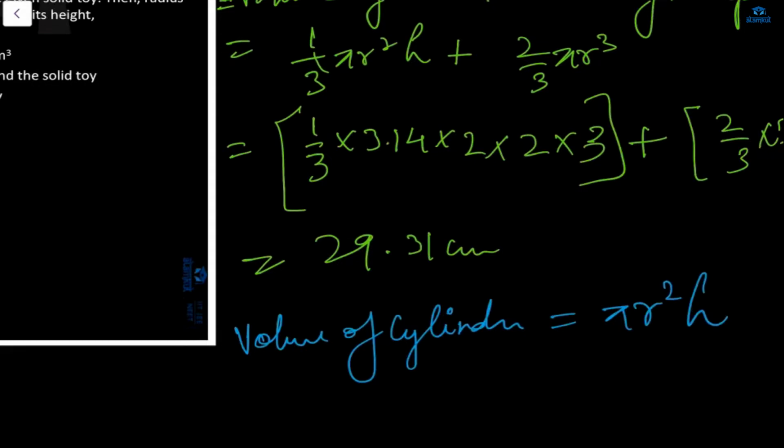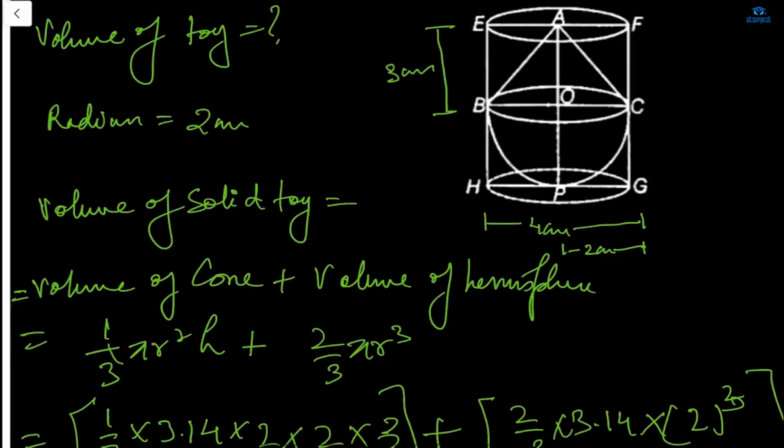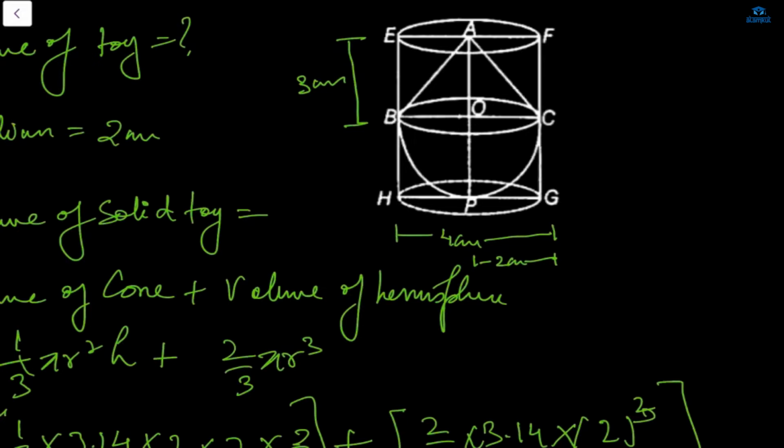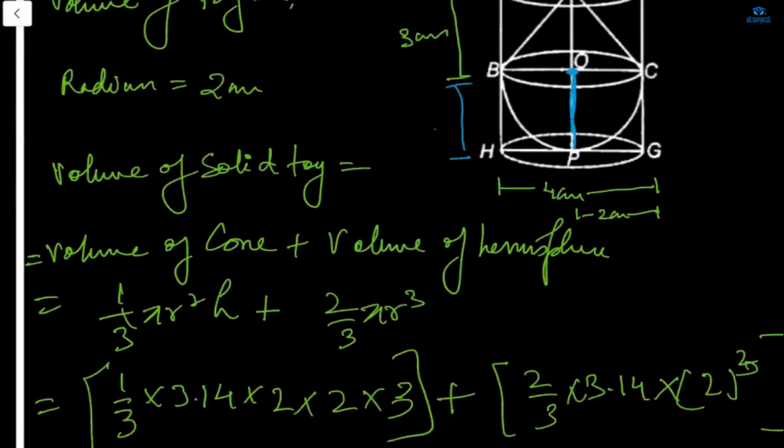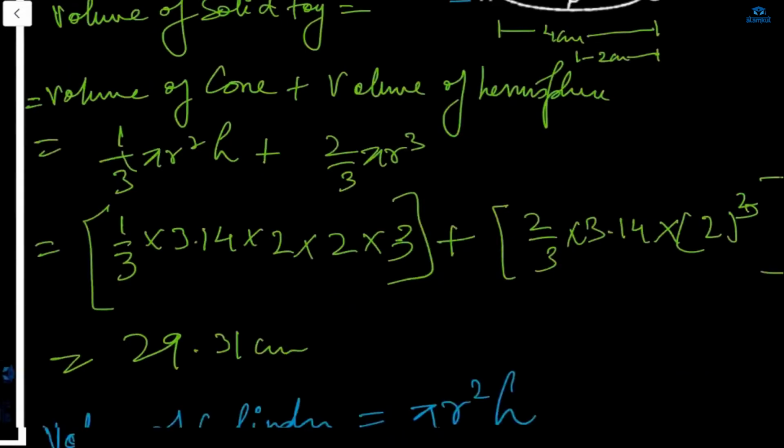Pi we already know, and r will be the same for both. What will be h? h will be the height of the hemisphere plus the height of the cone. So what will be the height of the hemisphere? From here to here, it will be the radius. What is the radius? 2. So this height will be 2 centimeter, and the cone's height is 5 centimeter, so the total height will become 5 centimeter.